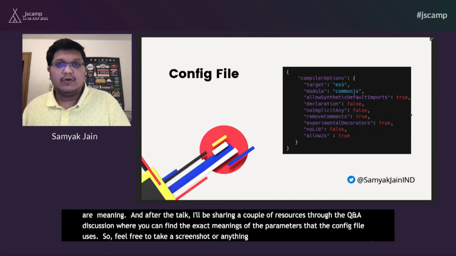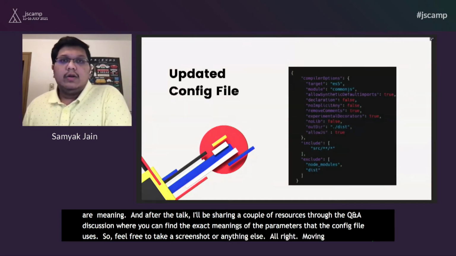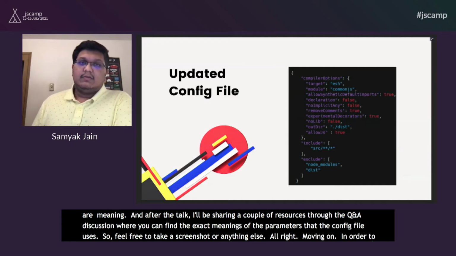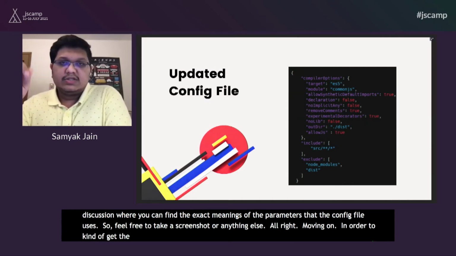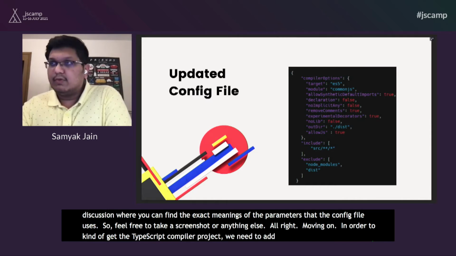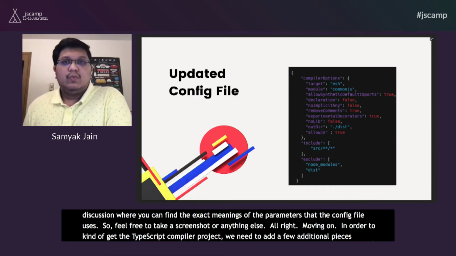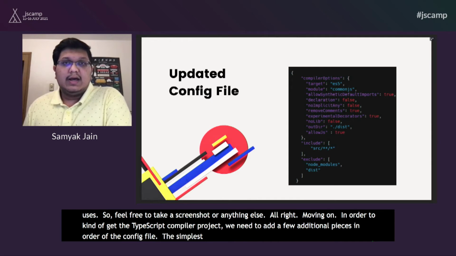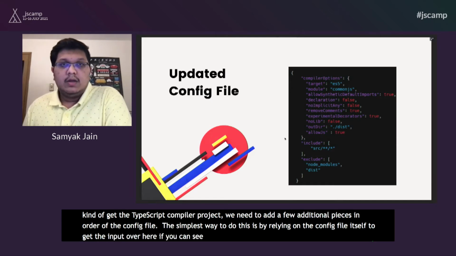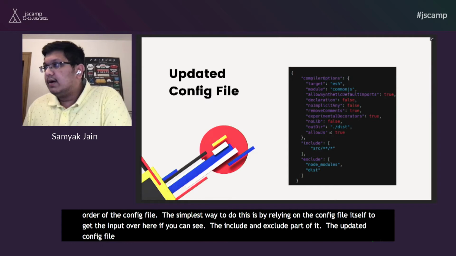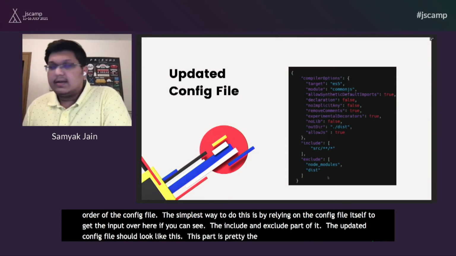All right, moving on. In order to further streamline our TSC, the TypeScript compiler project, we need to add a few additional pieces to the config file. The simplest way to do it is by relying on the config file itself to get the input over here. If you can see the include and exclude part of it, the updated config file should look like this. This part is pretty much similar to the previous one, and this part has been added.